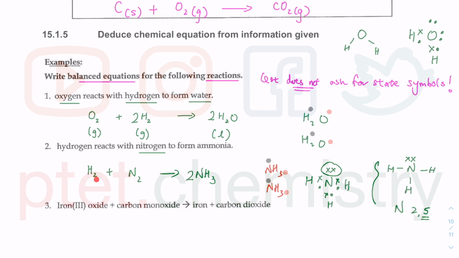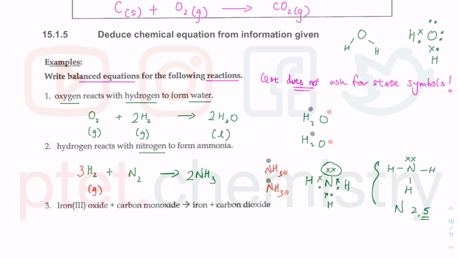But here I only have 1 times 2, which is 2 hydrogen. So to get 6 hydrogen, I must do 2 times something to give me 6. 2 times 3 will give me 6 hydrogen atoms. So these things are balanced.